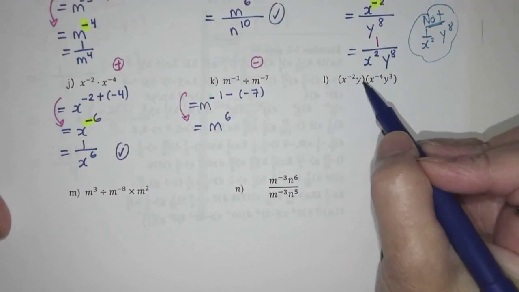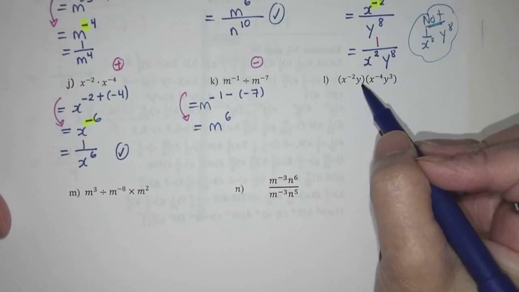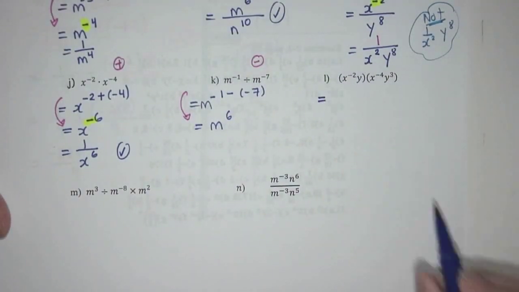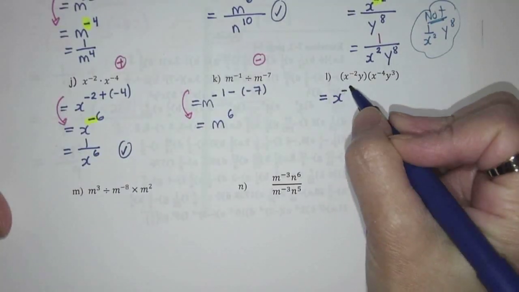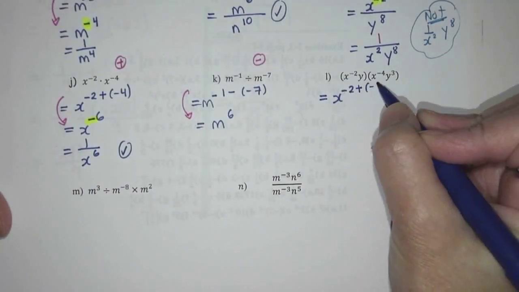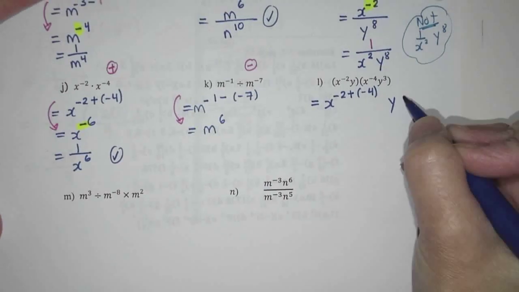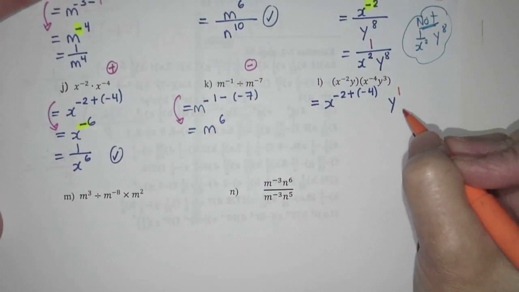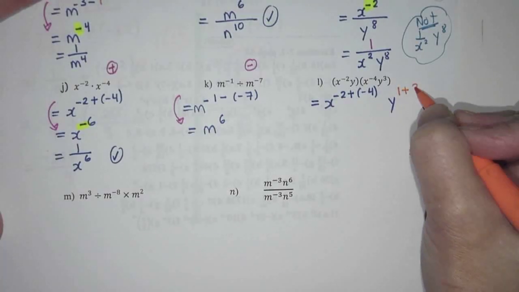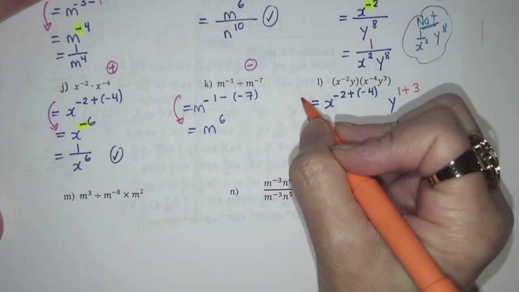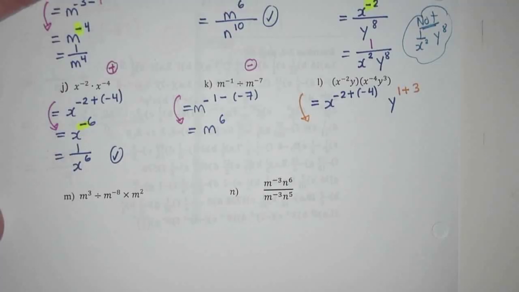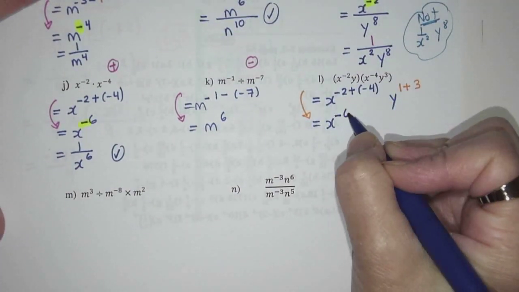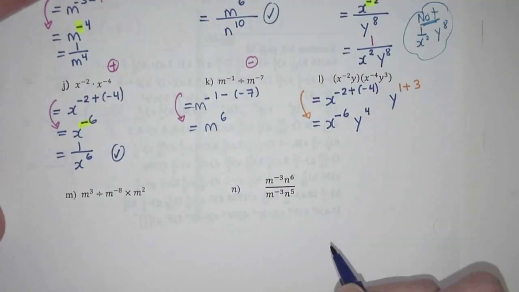So over here, let's try it again. So we have x to the -2, x to the -4 times, and this is multiplication. So I know I'm adding it. So what I would write would be x to the -2 plus -4, and y to the invisible 1, that's an invisible 1, so you do have to write it, plus 3, 1 plus 3. You can show that step, and if you don't want to, you go on to the next step, and you would just have x to the -6 and y to the 4.